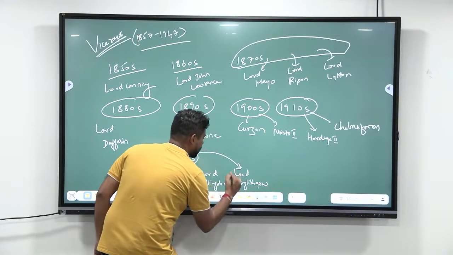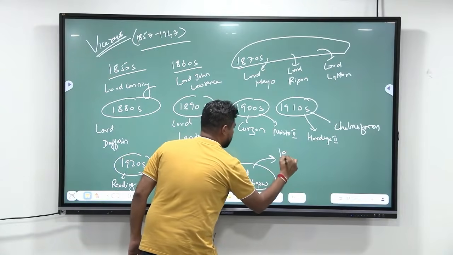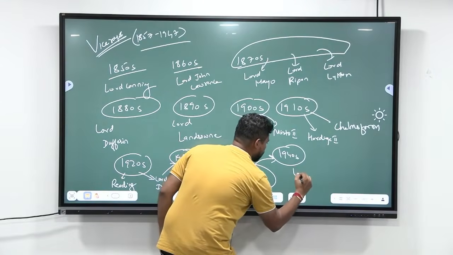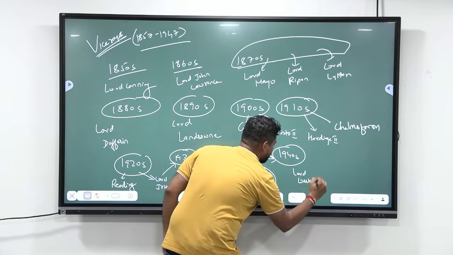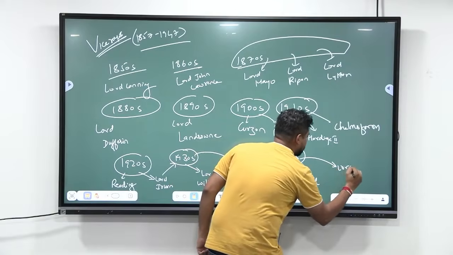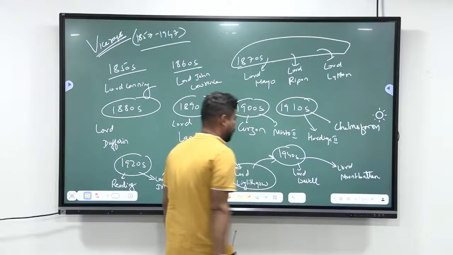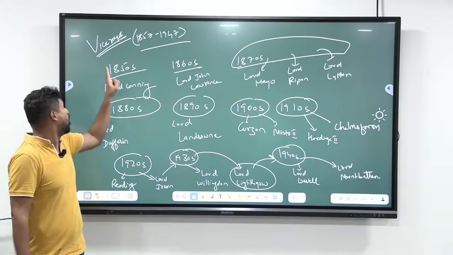Linlithgow. Okay, so Lord Linlithgow continues in the 1940s. So in the 1940s, along with Lord Linlithgow, you also have Lord Wavell, and then you have Lord Mountbatten. Lord Wavell and Lord Mountbatten. Okay, so this completes the mind map of Viceroys.